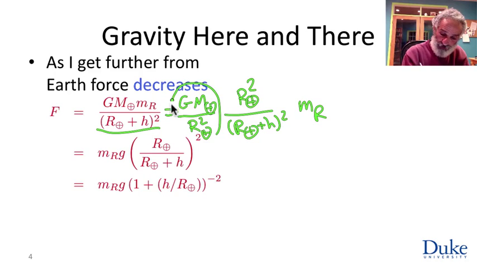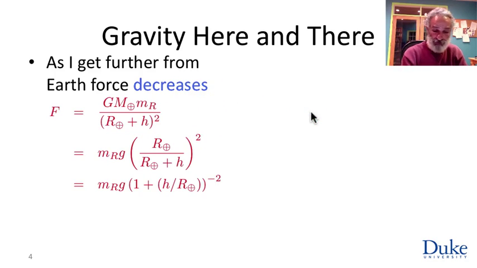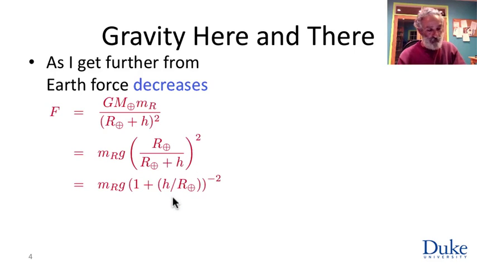And then I recognize this combination as what we previously called g. When h is 0, this quantity is 1, and I'm back to the surface. So in the second line, I'm rewriting this as my weight on the surface of the Earth times a dimensionless number that indicates how much it's decreased, and then I simplify this, dividing numerator and denominator by the radius of the Earth to get this expression. And the point I want to apply here is that this is an exact expression, and I want to see if I can simplify it for cases where my height above the Earth is not very large compared to the radius of the Earth.